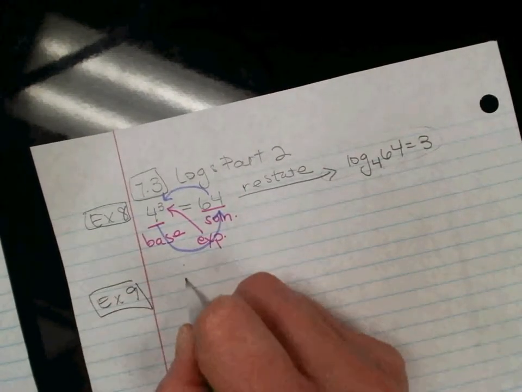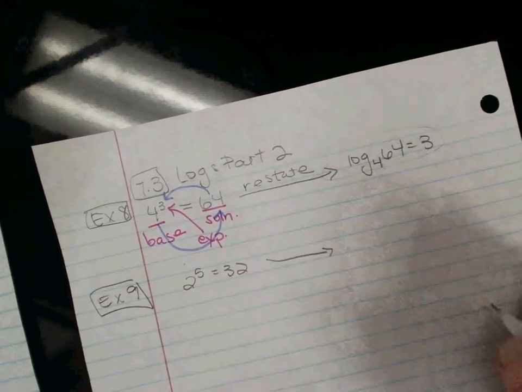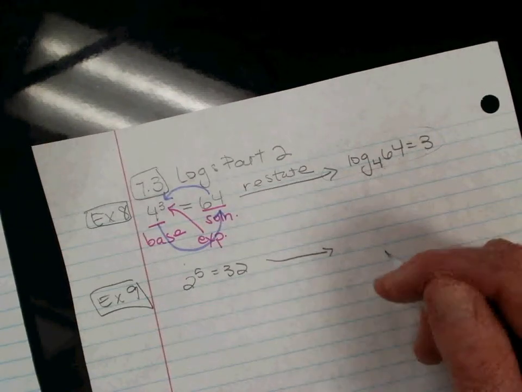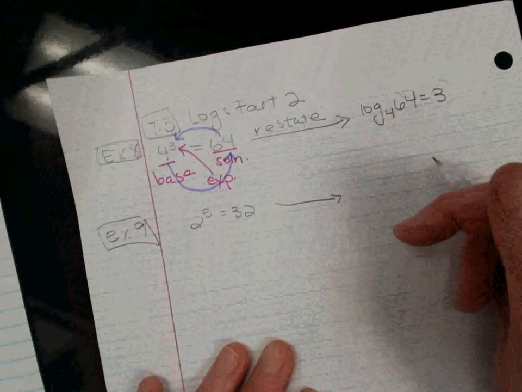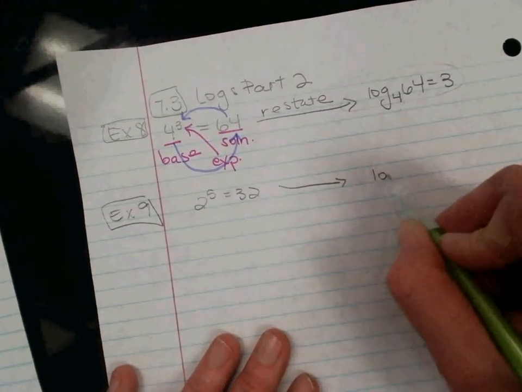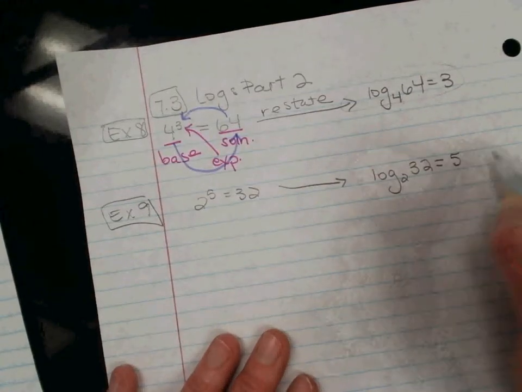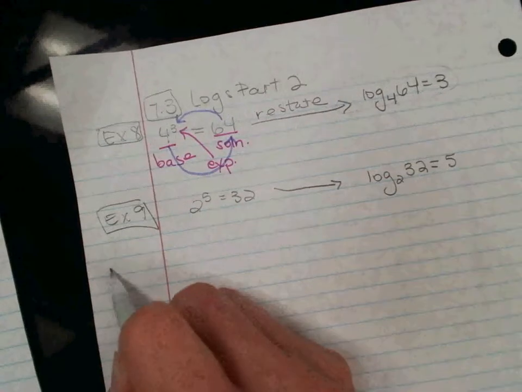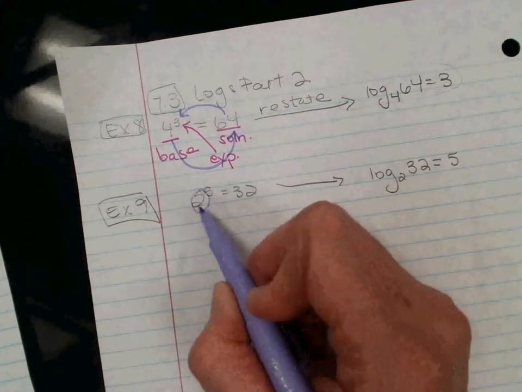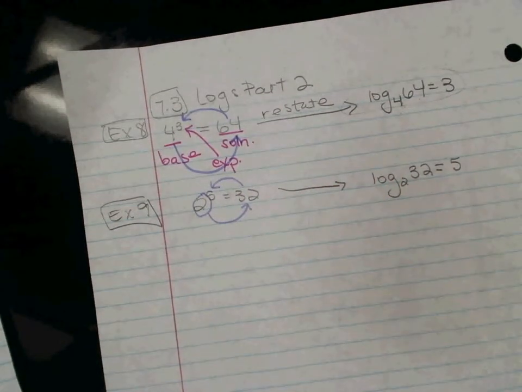Example 9, 2 to the 5th equals 32. Who's got that one for me? Log base 2 of 32 equals 5. Excellent. There's no shame in drawing out the circle on your assignment.